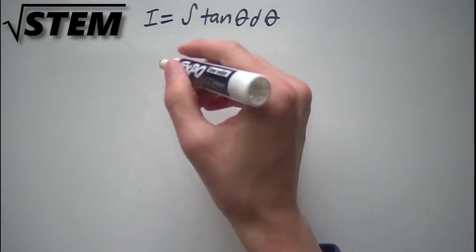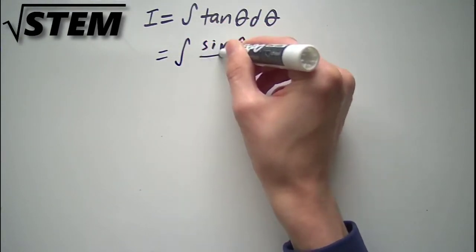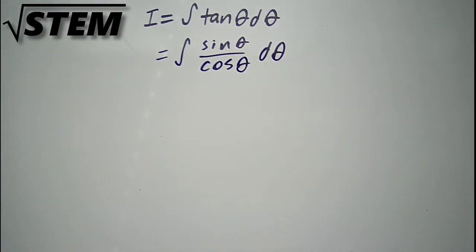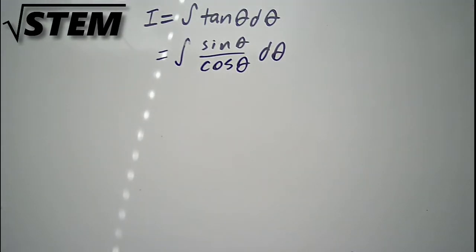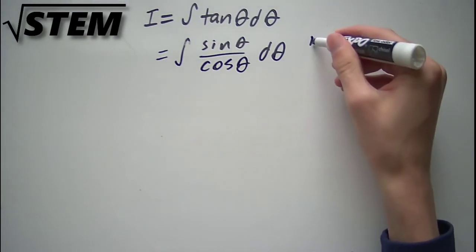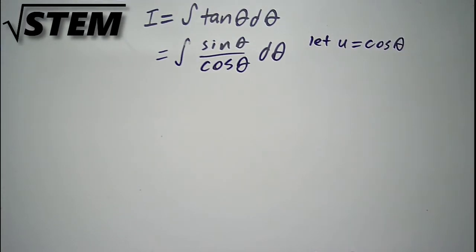Now, we can start by remembering that tangent is defined as sine over cosine. And now we can do a trick with some u substitution. If you remember that sine and cosine are derivatives of each other, if we choose one of these as our u, then when we take the derivative inside of our u substitution, we'll end up with the other one. So why don't we strategically choose cosine? So we will let u equal cosine of theta.